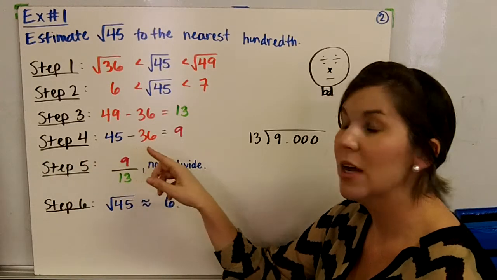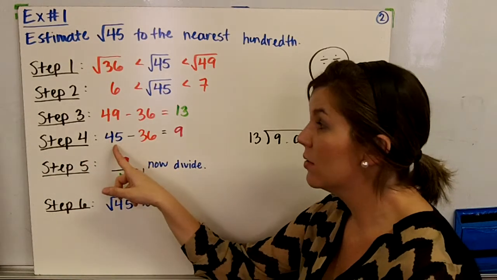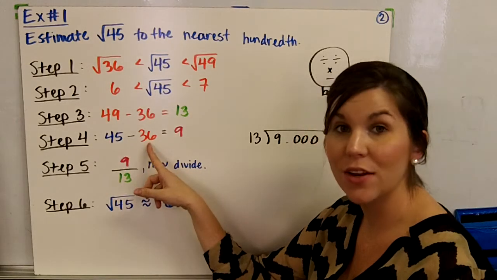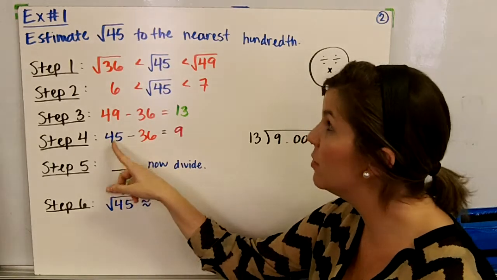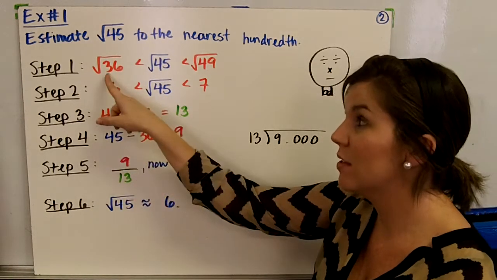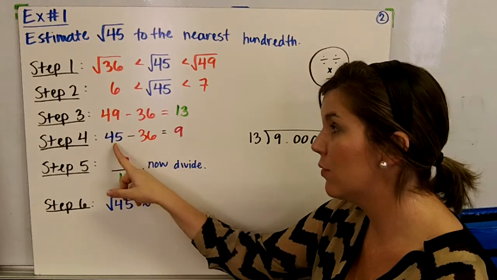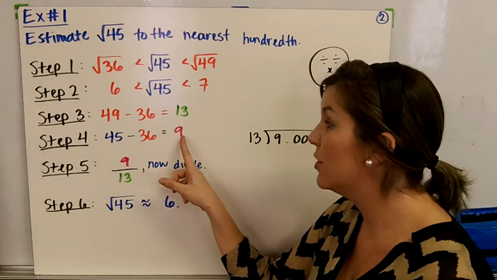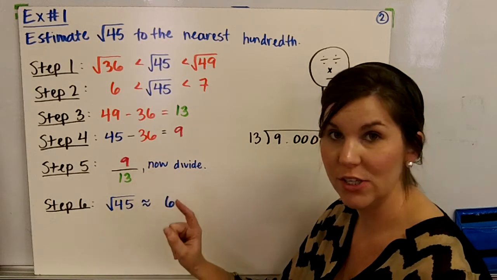Step number 4, subtract the square root of the number you're estimating and the smaller perfect square. So the number I'm estimating is square root of 45, so 45 minus the smaller perfect square, 36. 45 minus 36 is 9, and this number goes in the numerator, or the top of my fraction.